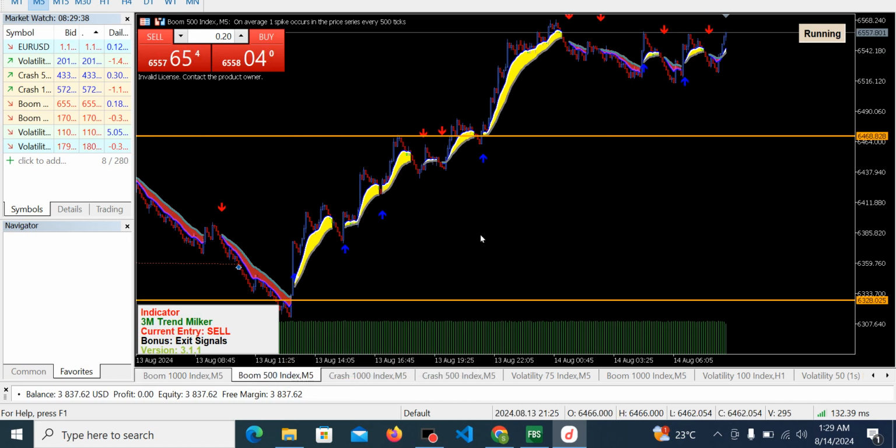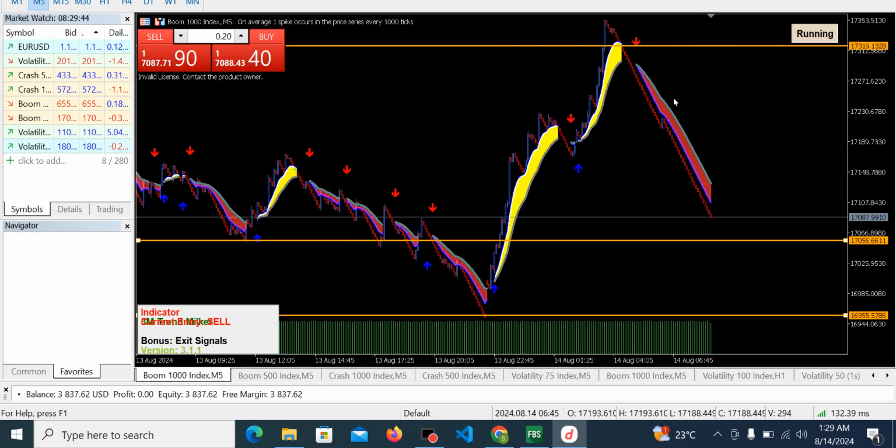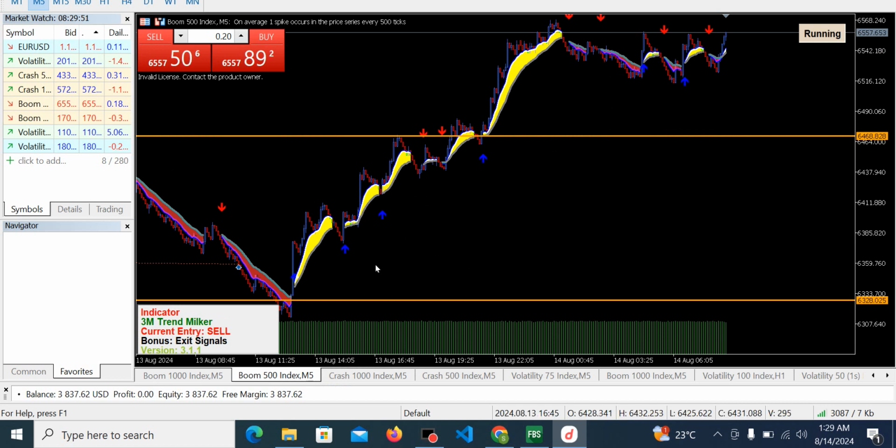Okay, now let's move on to boom 500, because boom 1000 has already gone far. For those of you who are having a trading tool or the other one, that is a smart contract, I believe you should be in profit right now. Okay, so quickly let's check this out. Okay, so this was an uptrend all through the night, and of course got to this resistance zone and played around there for a while.